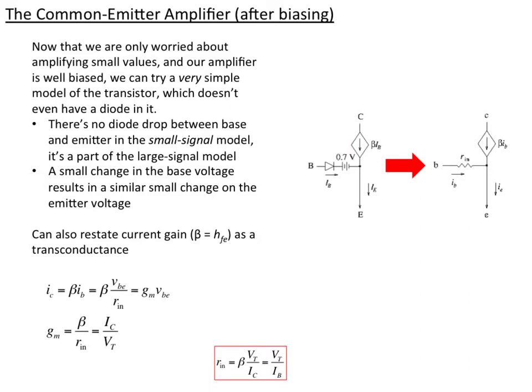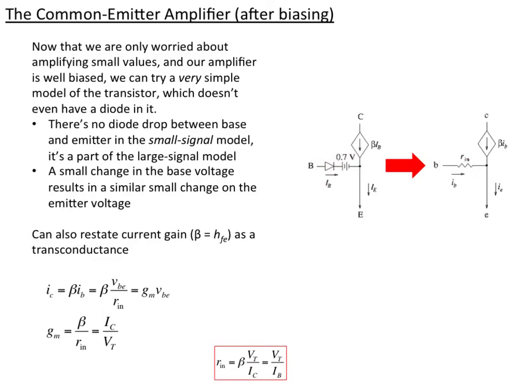So since we're only worried about small values, we can make our transistor model even simpler. It was pretty simple before, but it's even simpler now. We don't care about the 0.7 volt drop anymore because we're wiggling this side, and this side will wiggle too. We don't care if there's a large fixed offset in between. Also, because the diode will be set up in a case where the diode is always on, we just remove it. And so we basically replace this with our input resistor that we just calculated the resistance of.